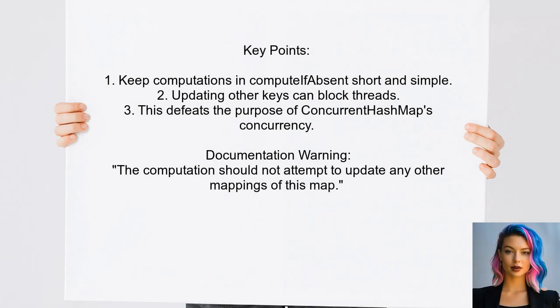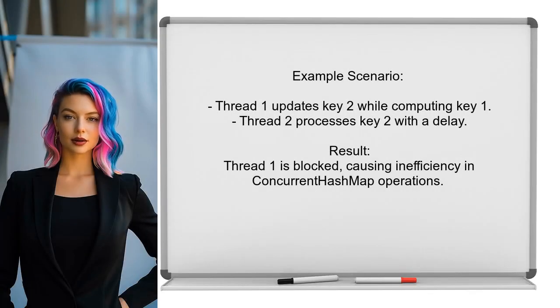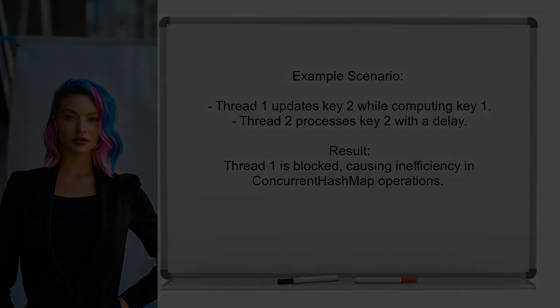This user highlights the importance of keeping computations in ConcurrentHashMap's computeIfAbsent method short and simple. They explain that if you update other keys while computing a value, it can block other threads, defeating the purpose of concurrency. The documentation warns against this because it can lead to performance issues, especially if the computation takes longer than expected. The user provides an example with two threads. If one thread updates a key while another is computing, it can cause delays. For instance, if thread 1 updates key 2 while thread 2 is processing, thread 1 will be blocked until thread 2 finishes, leading to inefficiency.